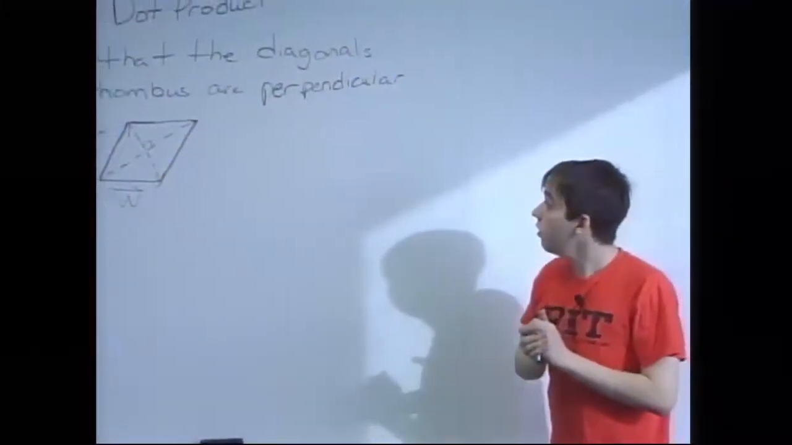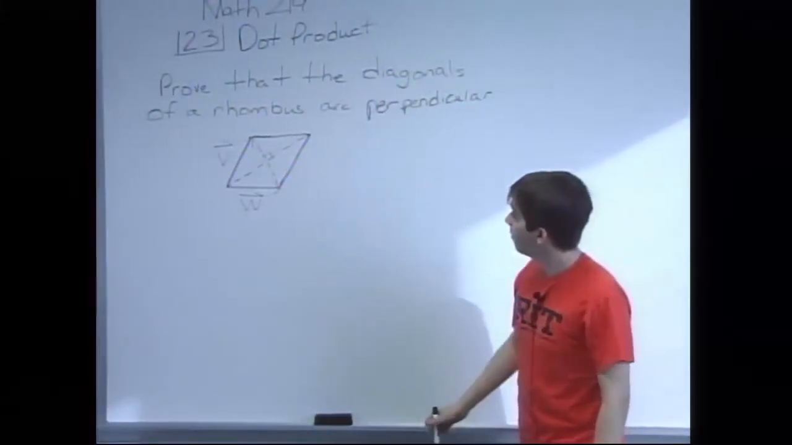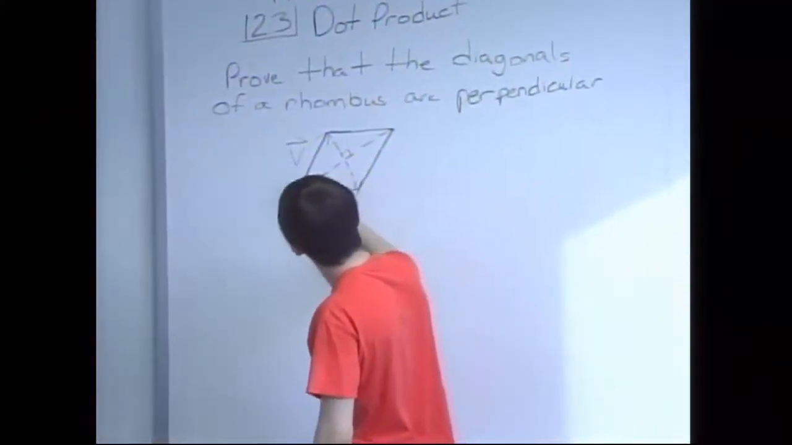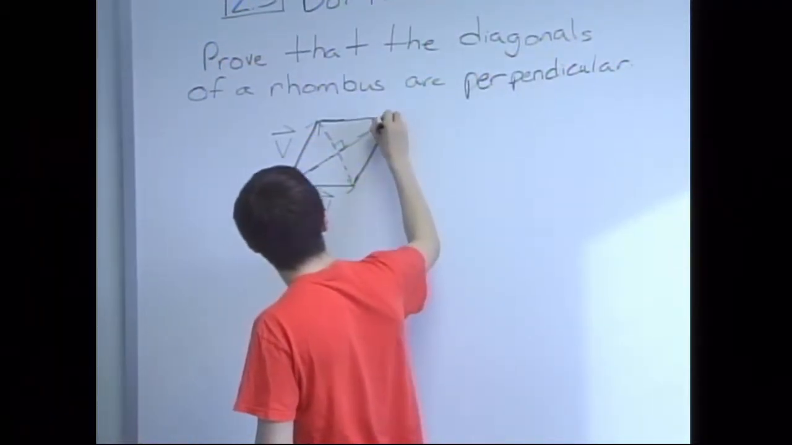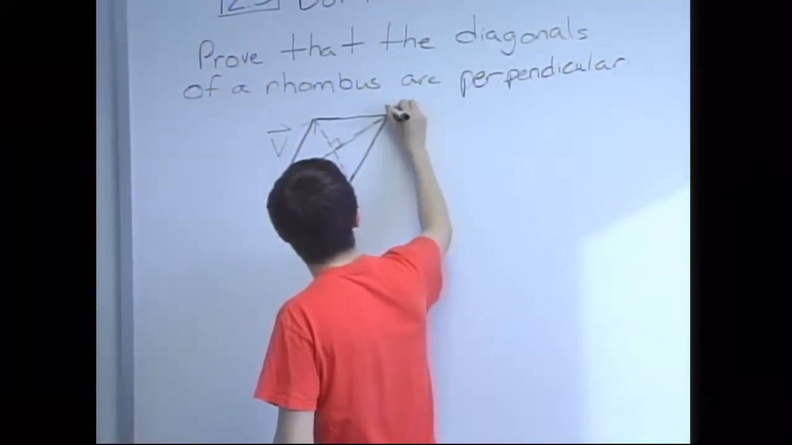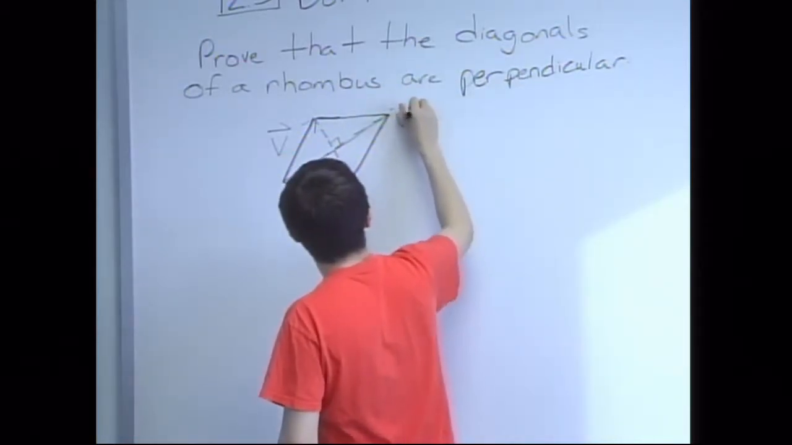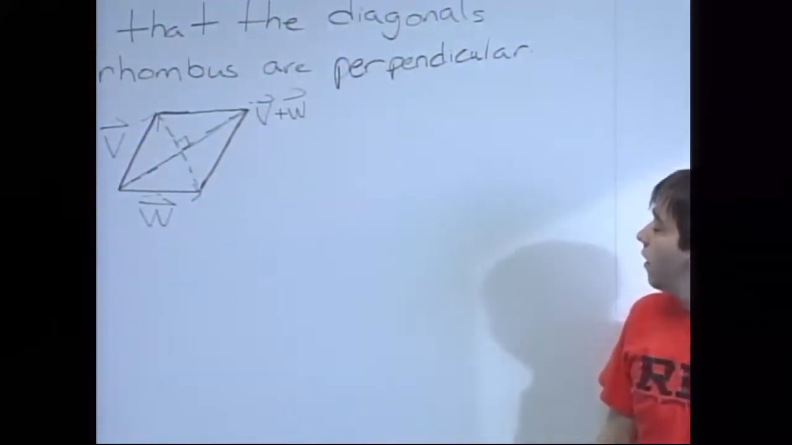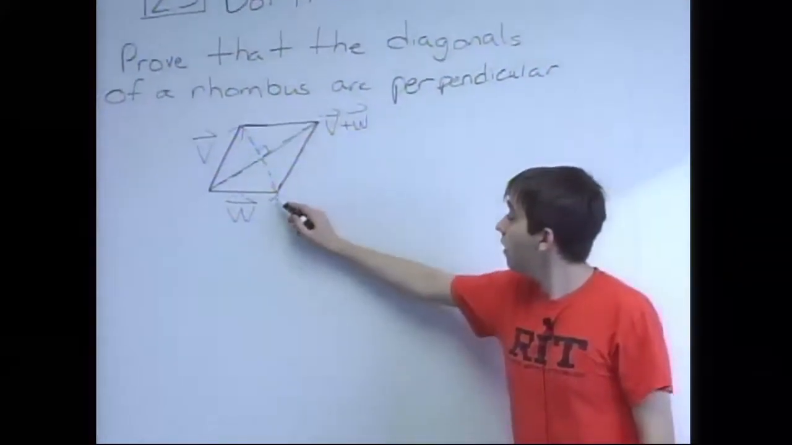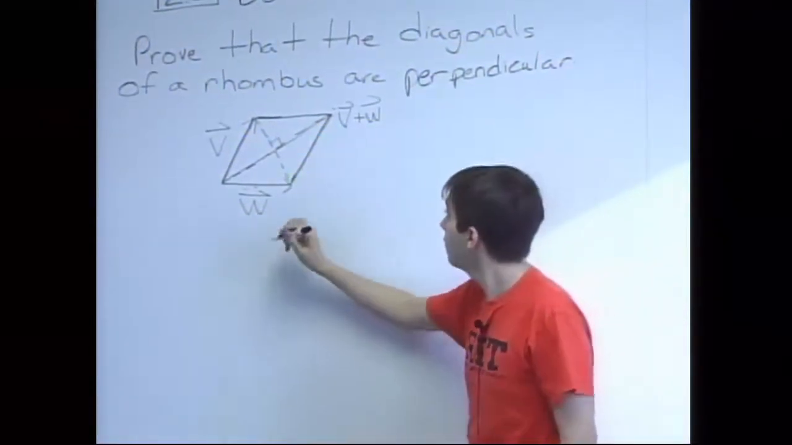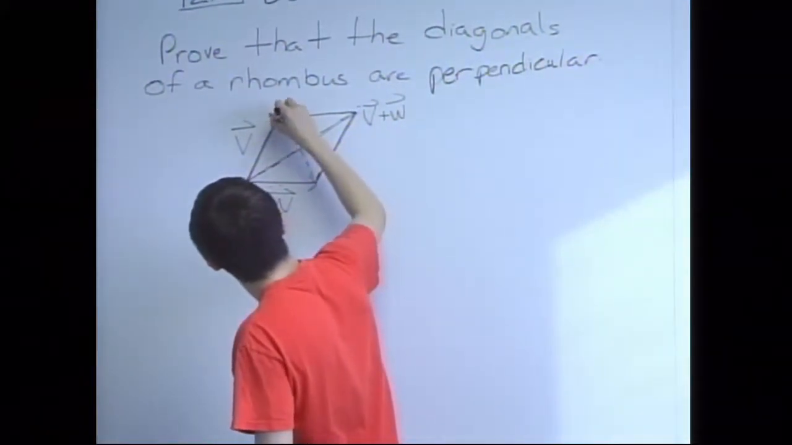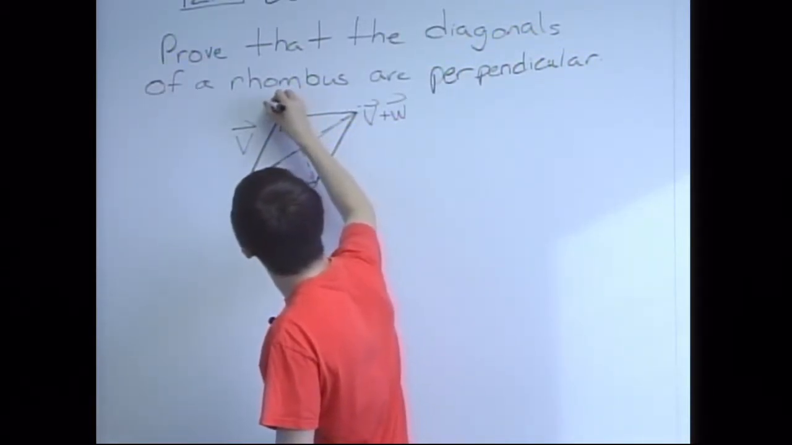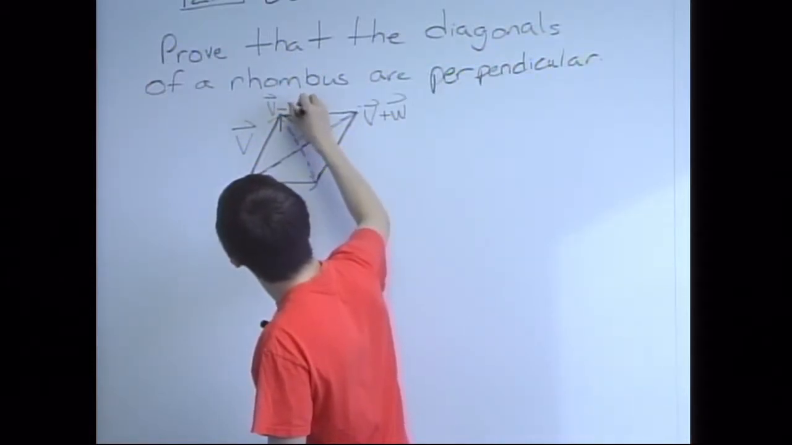Okay, so if you remember from your concepts of vector addition, this diagonal right here, if I go ahead and make a vector out of it too, this should be equal to v plus w, because vector addition is tip to tail. And similarly, if you look at this other diagonal here, I'm going to draw it as a vector as well. This vector should be equal to v minus w.